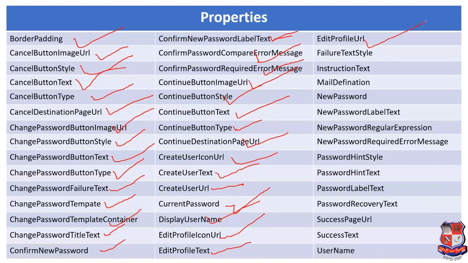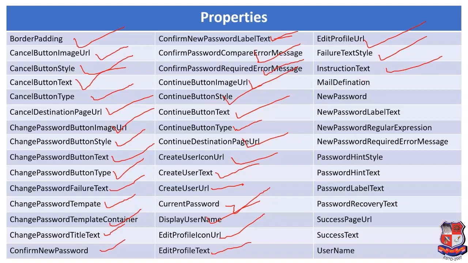Next is edit profile URL. It is used to set or get the URL of the user profile editing page. Next is failure text style. It is used to retrieve a reference of style property to define the look of the error message on the change password control. Next is instruction text. It is used to retrieve or specify informational text that appears on the change password control between the change password title text and input boxes.